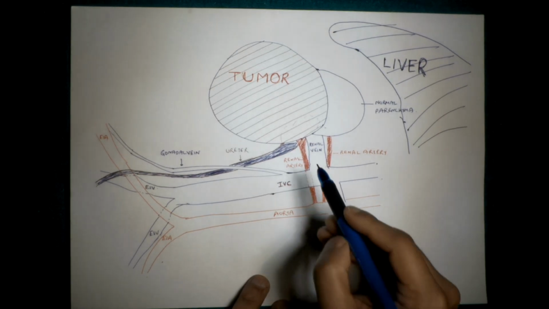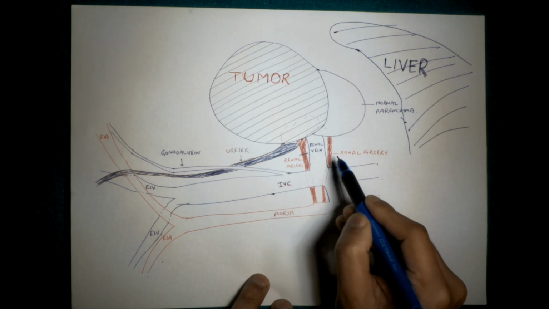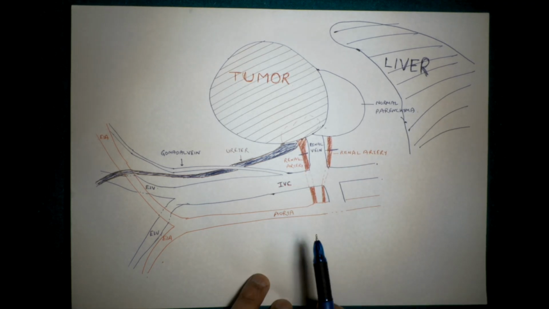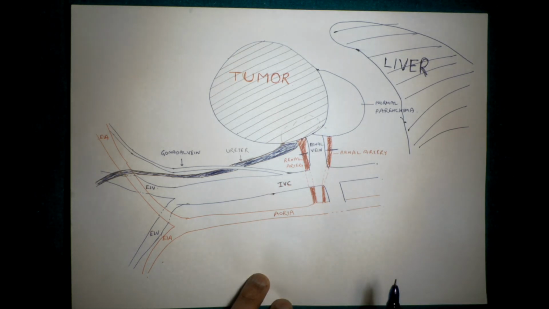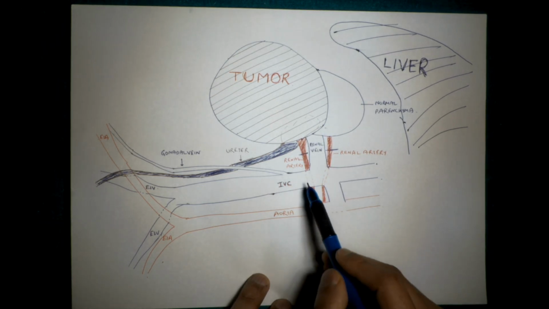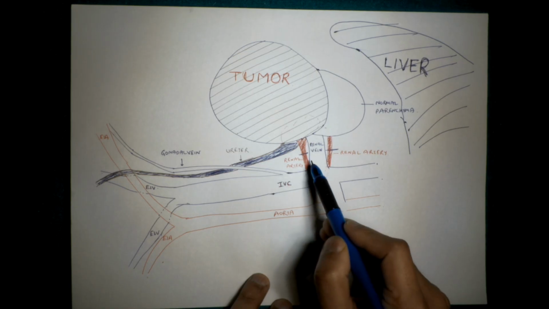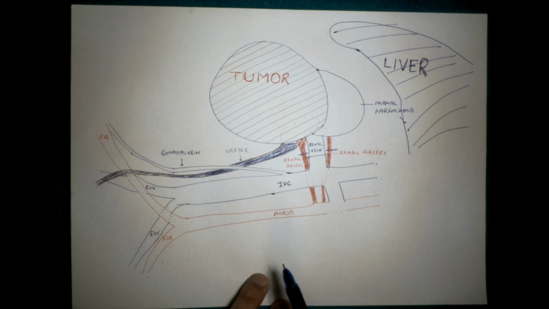First, what we do, we clip these renal arteries. This obstructs the vascular inflow from the aorta towards the kidney. After that, the renal vein is carefully dissected and a clip is applied to the renal vein.